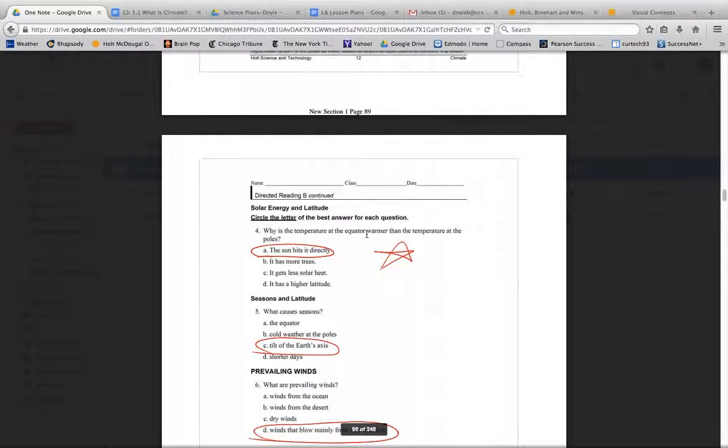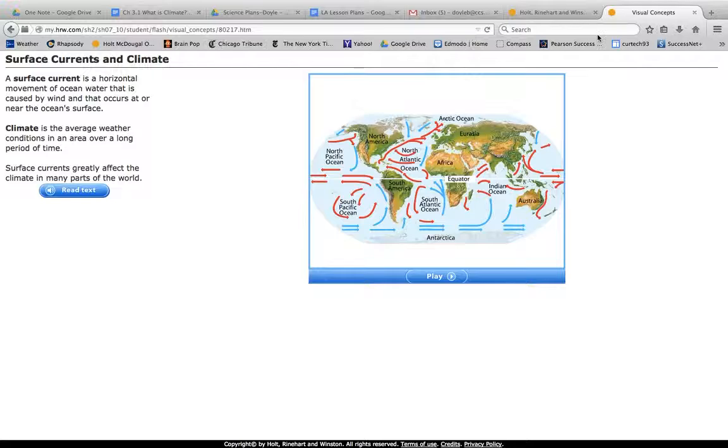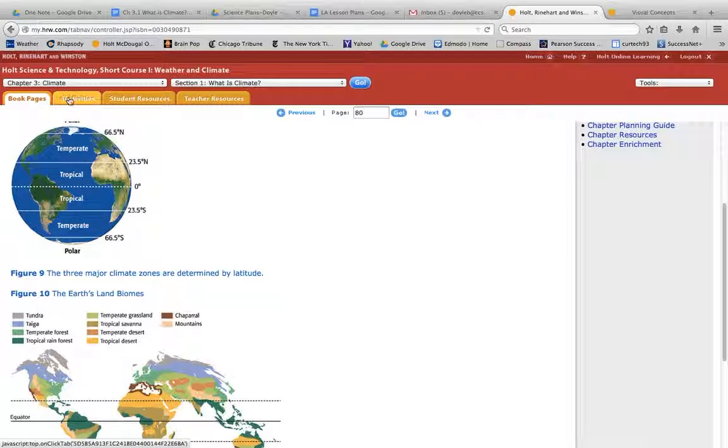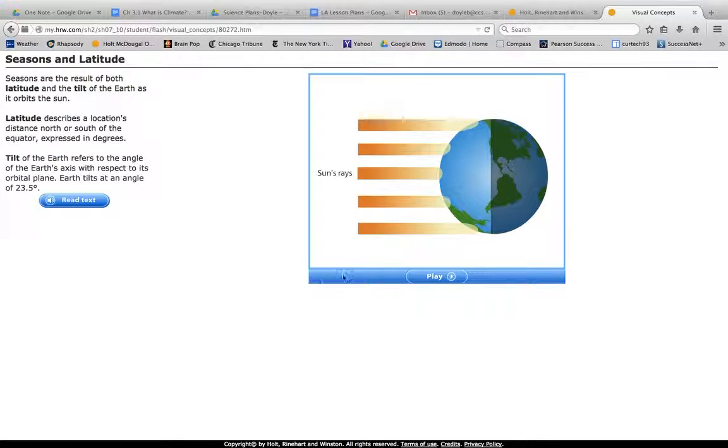4. Why is the temperature at the equator warmer than the temperature at the poles? Because the sun hits the equator directly. Sunlight, the Earth is tilted. Let's see if I can get you a picture here. Sorry for all the clicks going down. All right, take a look at this. So the sun's rays always hit the equator directly. So the equator, right across the center, is always warm.